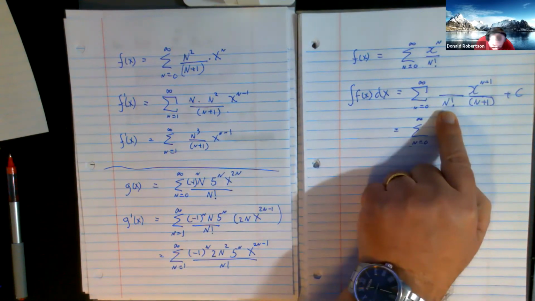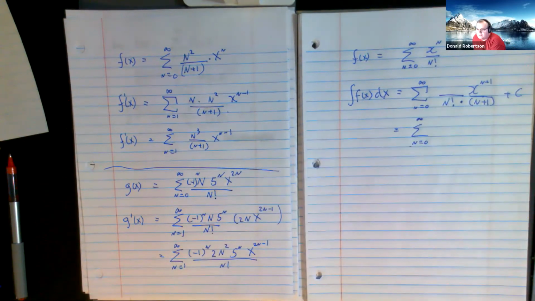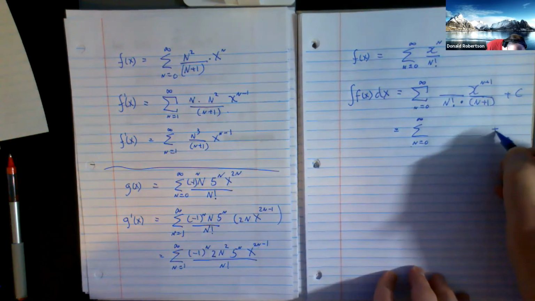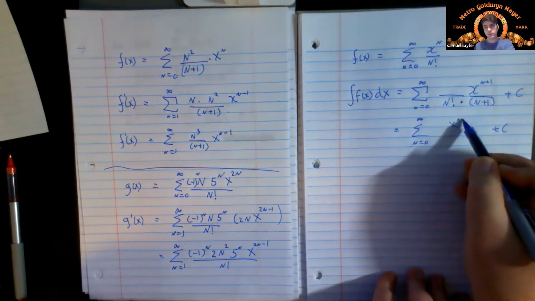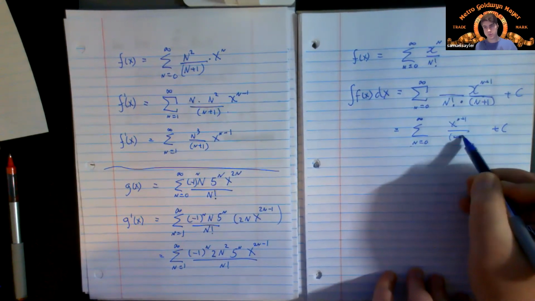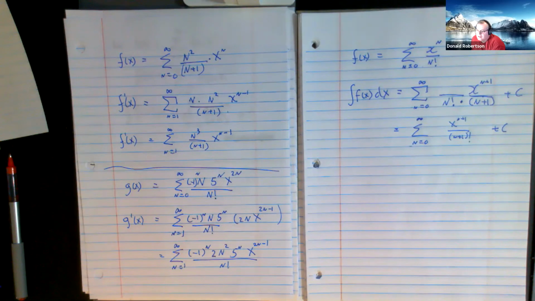N factorial multiplied by n plus 1 can actually be put together. What do you think n factorial times n plus 1 ends up being? N plus 1 factorial. And now you've found its integral. Do one more.